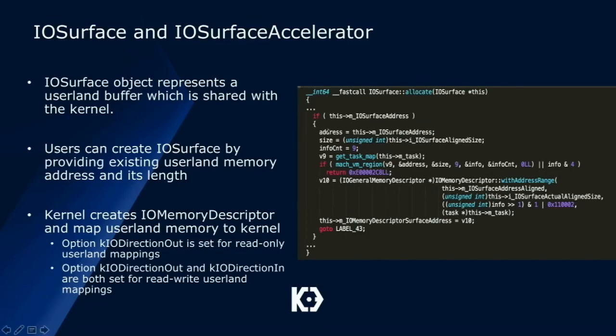The code on the right side shows the creation process. It first gets the properties of that Userland memory and then creates an I/O memory descriptor with specific properties as options. Here, if the option kIODirectionOut is set, it indicates that the Userland mapping is read-only. And if the mapping is read-write, then the options kIODirectionOut as well as kIODirectionIn will both be set.